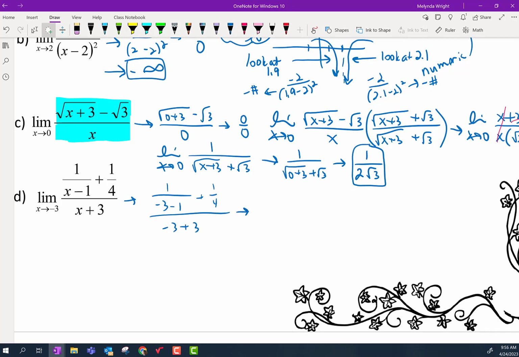Okay, what does that give me? That gives me 1 over -4 plus 1 over 4. That's 0. And -3 plus -3 is 0. Well, here we go. Another type 2. Again, that's our most common, type 2.